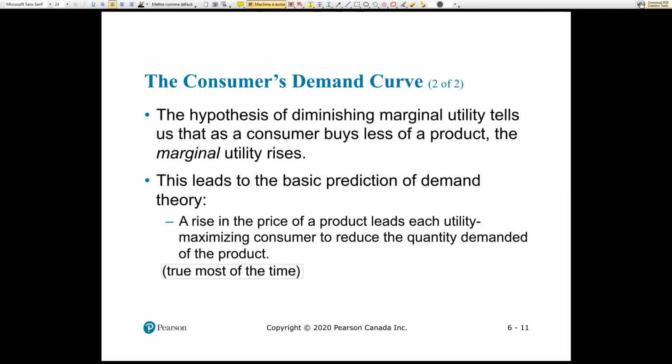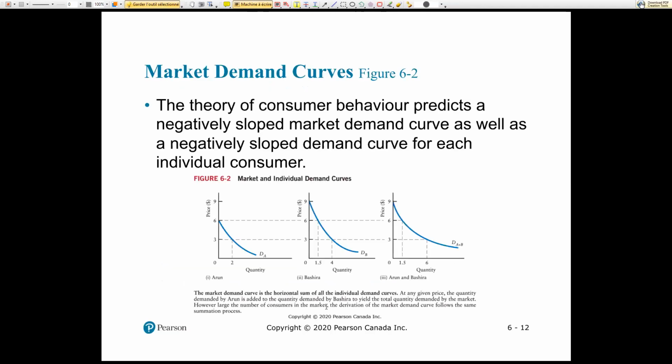It's true most of the time. And we're going to see that it's true for what we call ordinary goods. So it makes sense. Most goods are ordinary goods. Most goods have this property. But in some very, very specific, very rare cases, it's possible that the reverse happens and that the price goes up and I actually spend more on the good in question, consume more of it. But it's very rare.